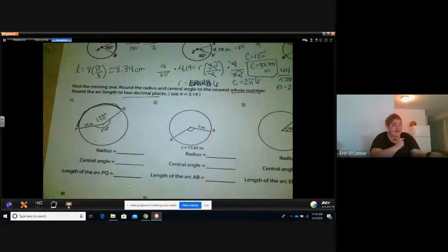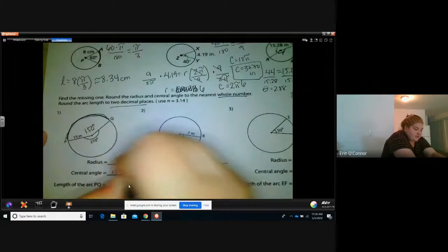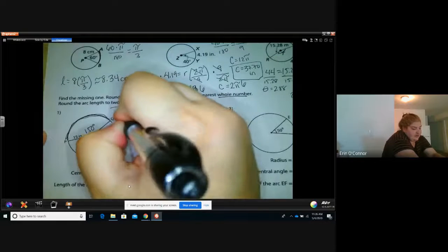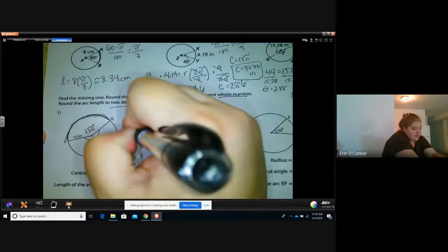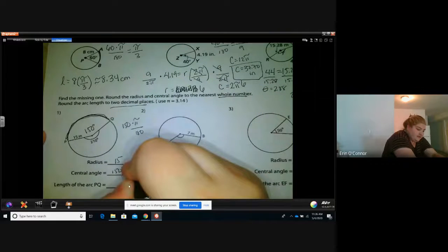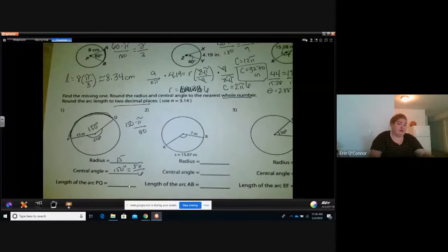So now that we have that, we have a little bit more information. So central angle is 150 degrees. My radius is 15 inches. Let's convert the 150 to radians. So 150 times pi over 180. This reduces to 5/6. So it's 5 pi over 6. And now we need to find the length of the arc PQ.